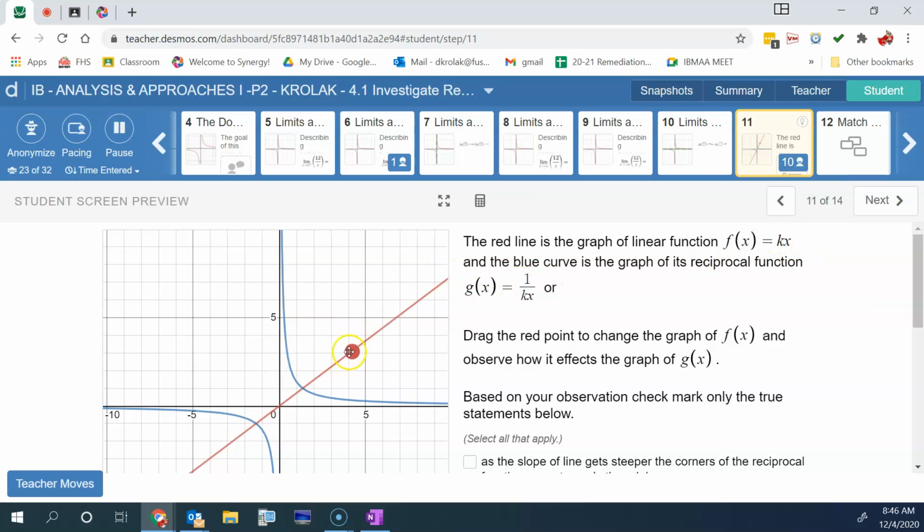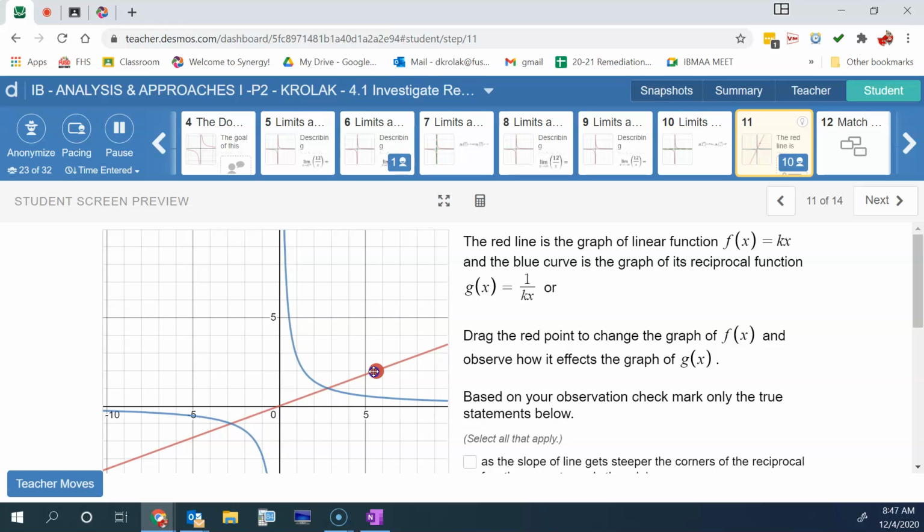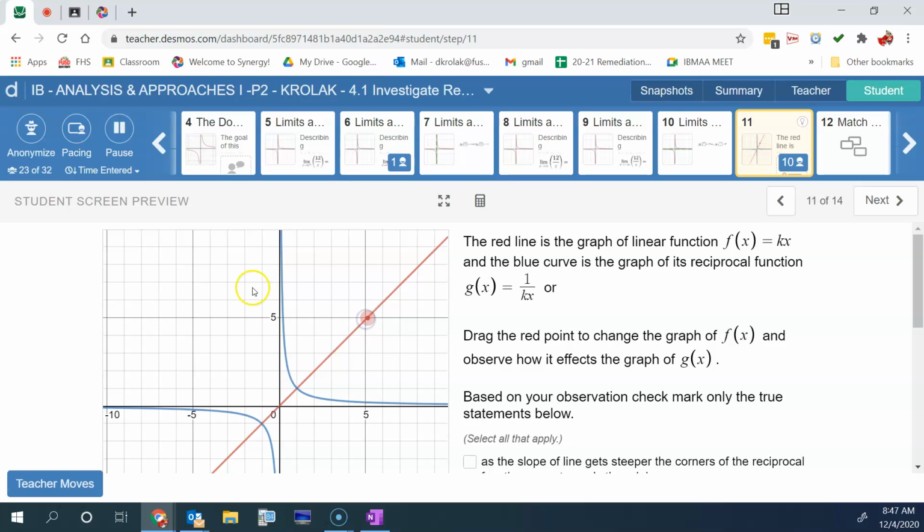And then the blue is the corresponding reciprocal function that belongs to it. So for example, if I put the red dot right there, what's the equation of that red line? If I said write the equation of that red line, what is it? This would be y equals x.